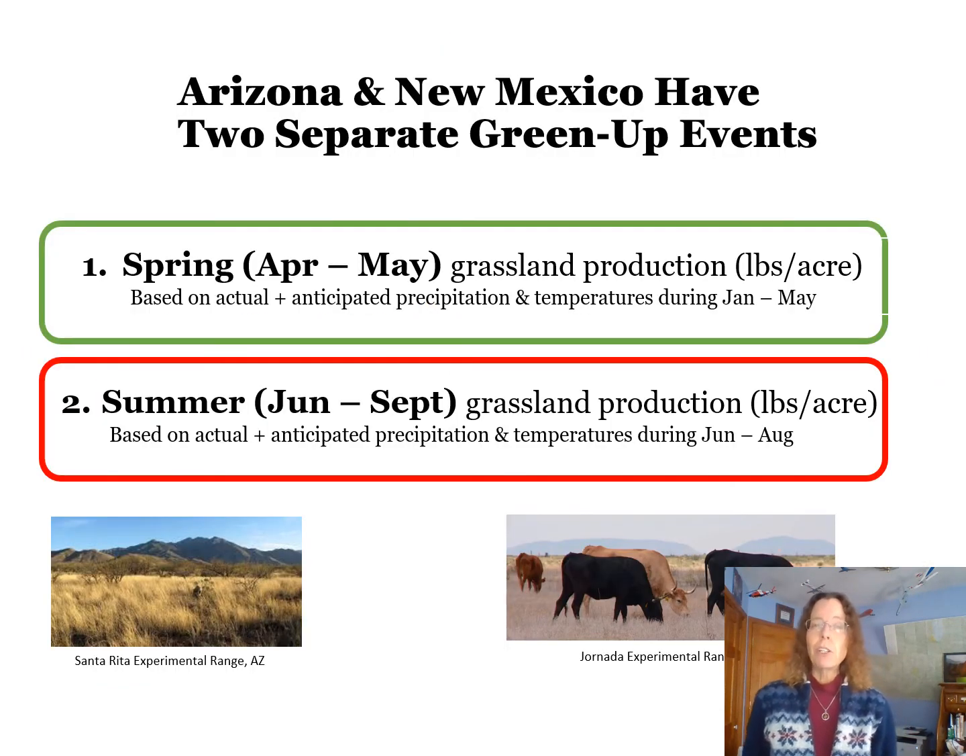Arizona and New Mexico, you're unique. You have 2 separate green-up events, one in the spring, driven by winter and spring precipitation, and one in the summer, driven by summer precipitation. You still get maps, but just the forecasting season is broken up into 2 sections.